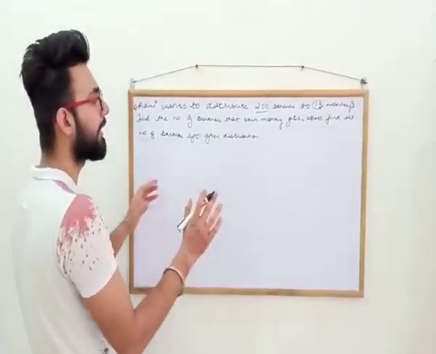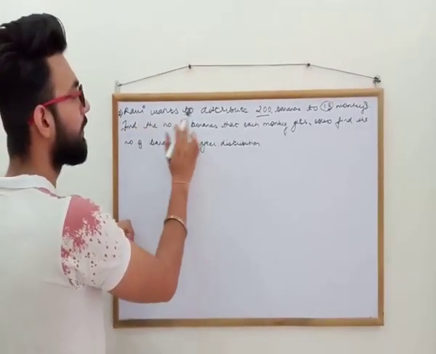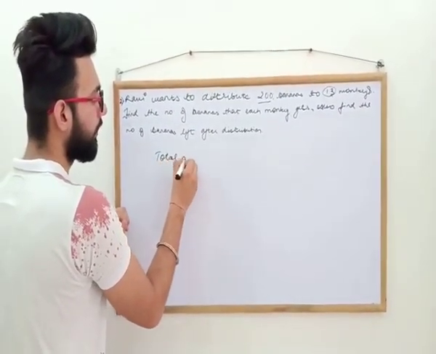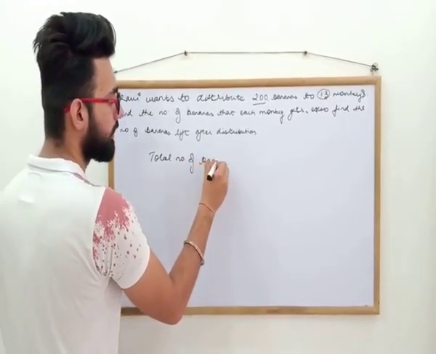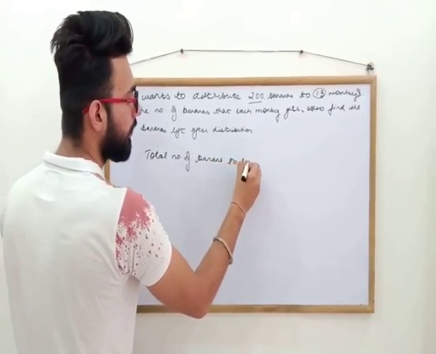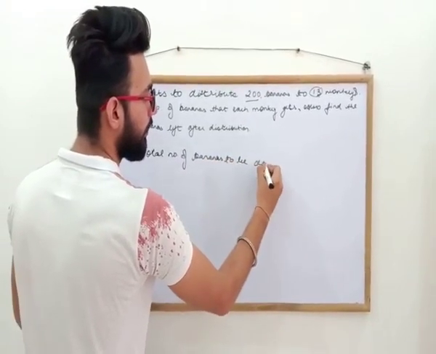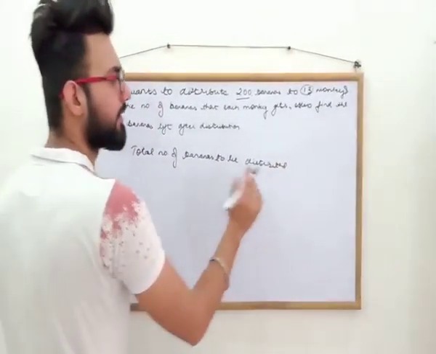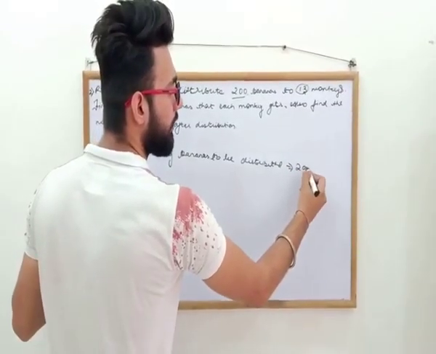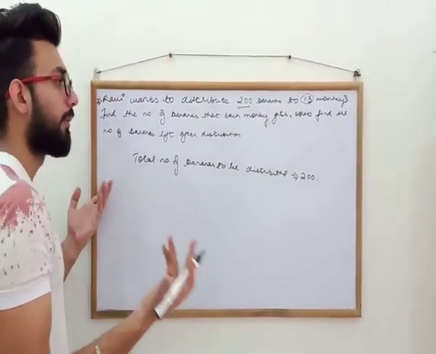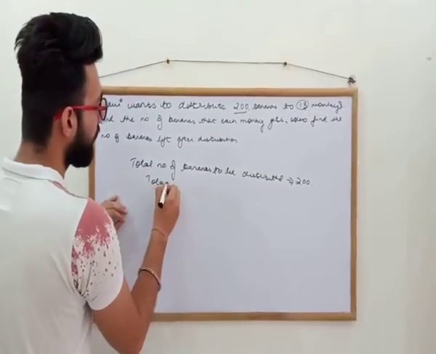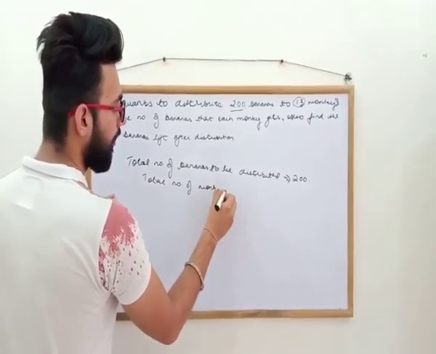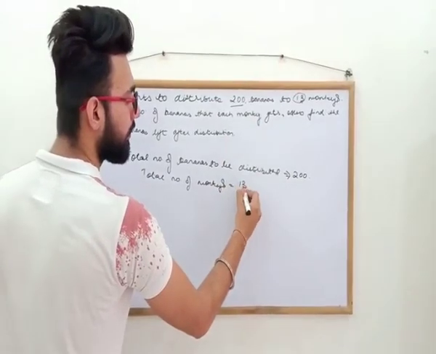Okay, so let's begin. First we will write the basic statements. That is, Ravi wants to distribute 200 bananas. So total number of bananas to be distributed. Or you can even write total number of bananas. Okay, that is 200 bananas. Okay. Total number of monkeys is 13 monkeys.